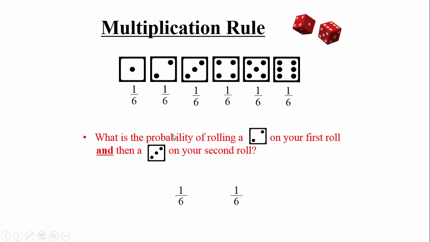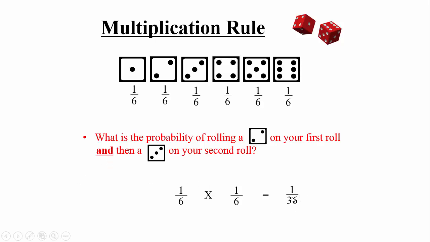But if we're looking at a series of events, the probability of rolling a 2 on your first roll and then a 3 on your second roll. Keyword is and. If you find yourself saying and, whenever you want to look at those two events happening in a series, you have to multiply the probability of each individual event. So it's called the multiplication rule. If we multiply 1/6 times 1/6, the answer is 1/36. So the answer to this question is 1/36.